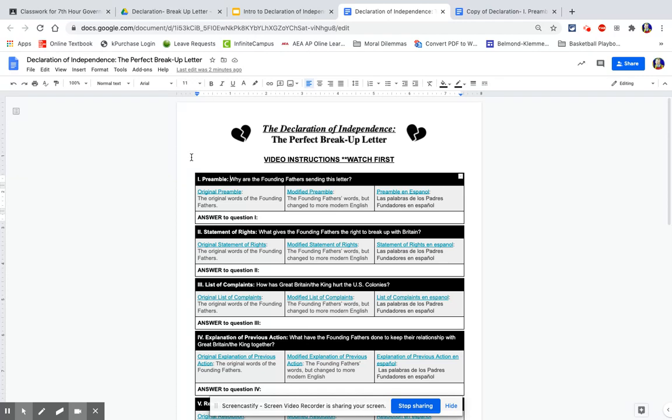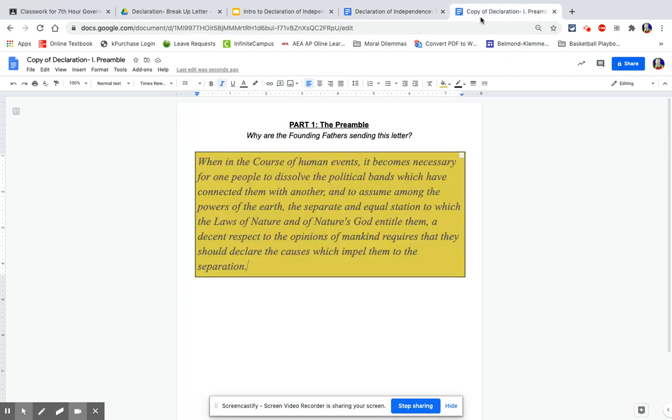Here's the difference between these different links. Let's say the original preamble. These are the original words of the founding fathers, and you'll know this was written in 1776. So the words they use aren't necessarily the easiest to understand in present English.